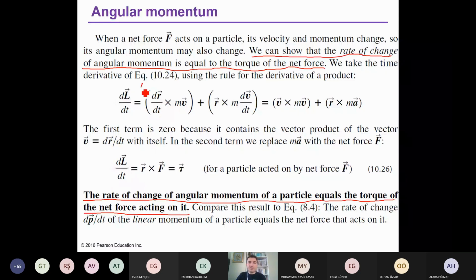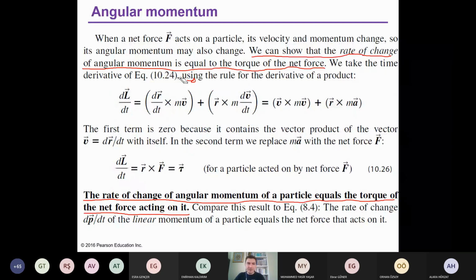If you take the time derivative of the left side and the time derivative of the right side, probably you have learned how to take the time derivative of a vector product. First, you take the time derivative of this part cross mv, plus the time derivative of this part cross r. This is the rule which you have learned. Then just come to the solution.